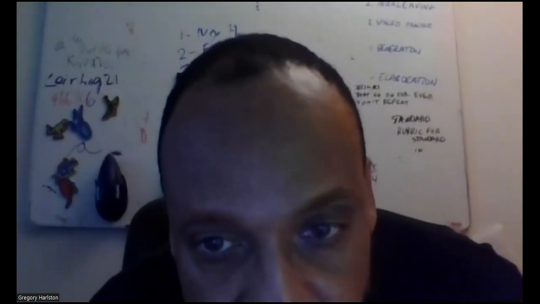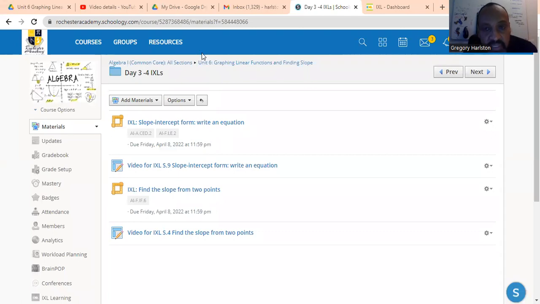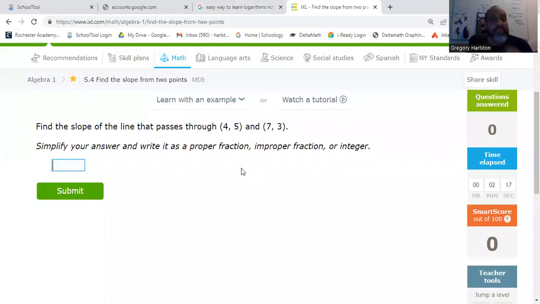Okay, so I'm going to start by sharing the IXL. So this one says, find the slope of a line that passes between 4, 5, and 7, 3. I need to write these down. All right, so I'm going to write on the screen.